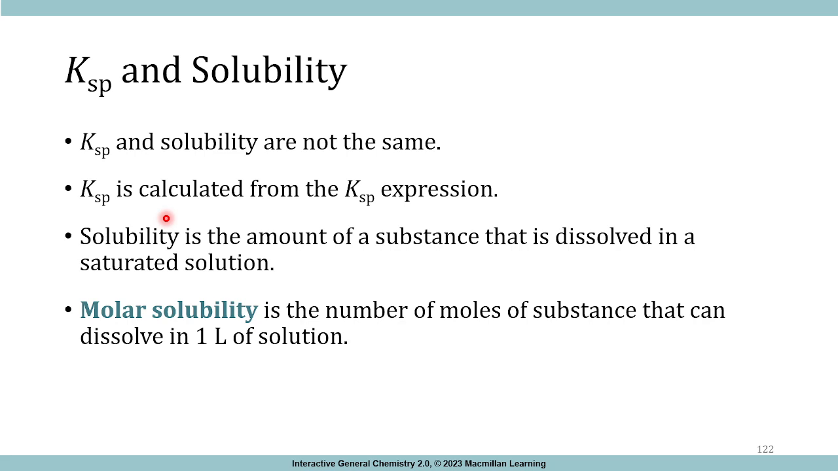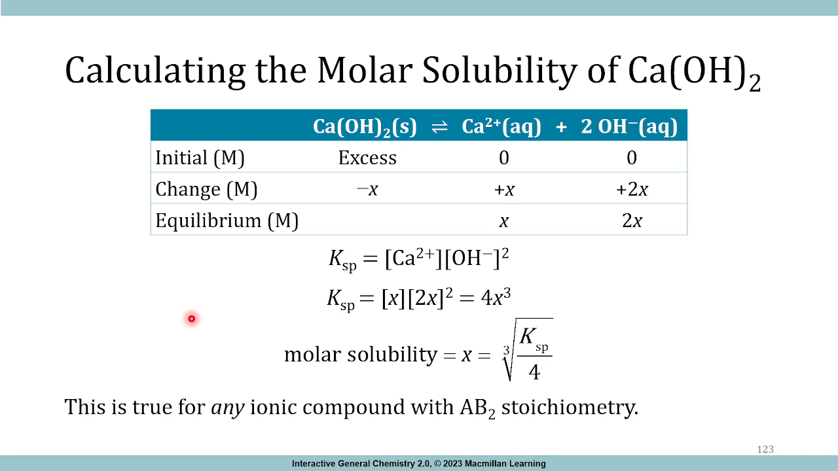The KSP is going to be calculated from the KSP expression. The solubility is actually the amount of substance that's dissolved in a saturated solution. It's the amount that you would get in there before you start seeing solid fall out. The molar solubility is the number of moles of a substance that can dissolve in 1 liter of solution. Literally molar as in molarity, solubility, right? So right here, we go ahead and see an example of this being calculated.